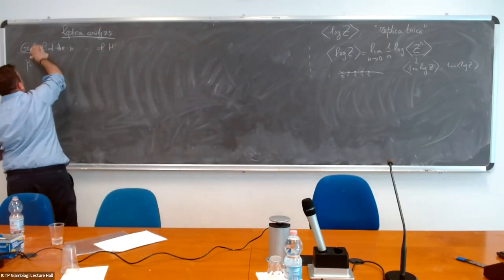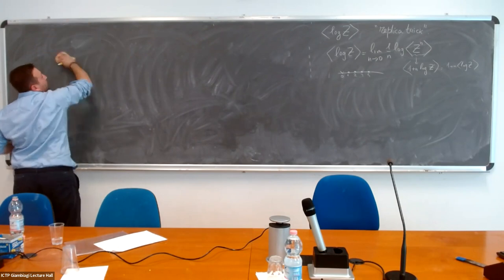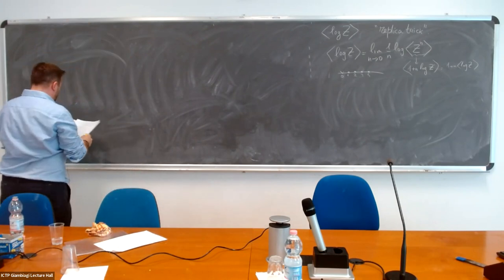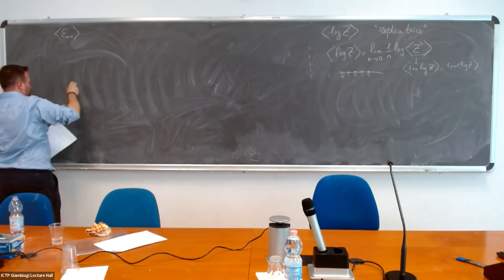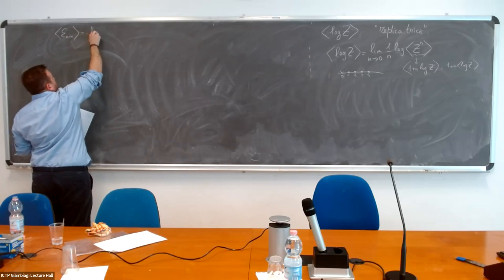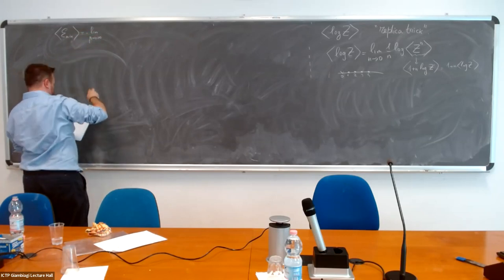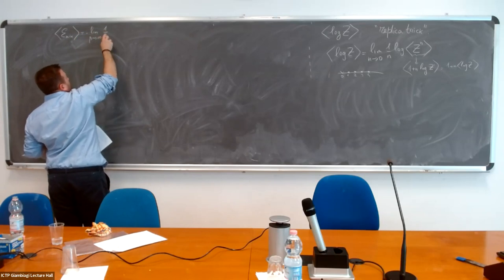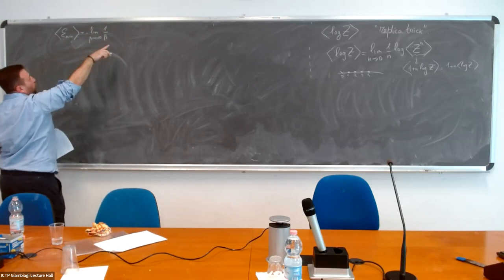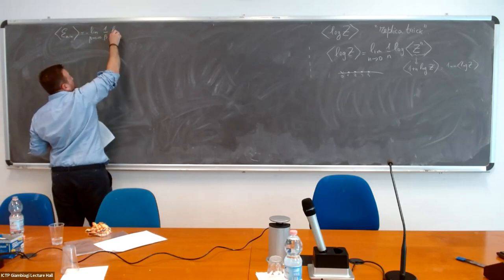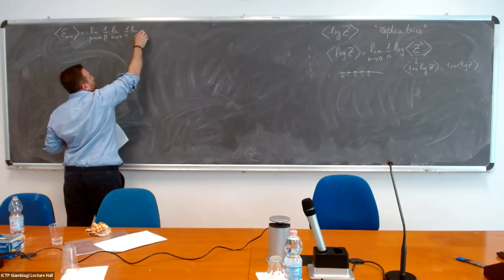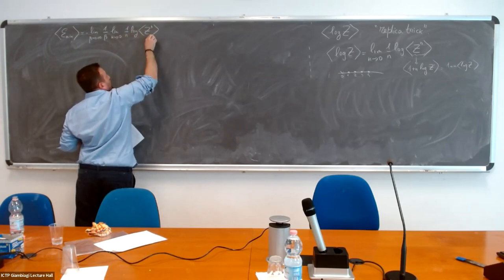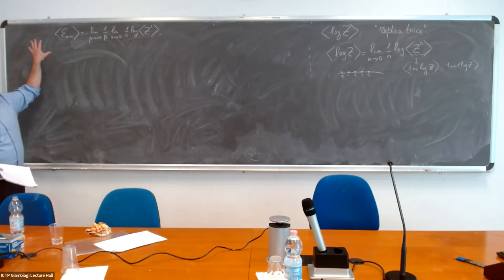So we have our object here. So our average of e_min becomes minus the limit beta to infinity of 1 over beta. And then we had the average of log Z, and we use the replica identity to write this as 1 over n log of the replicated partition function Z to the n. That's the formula that we are going to use.